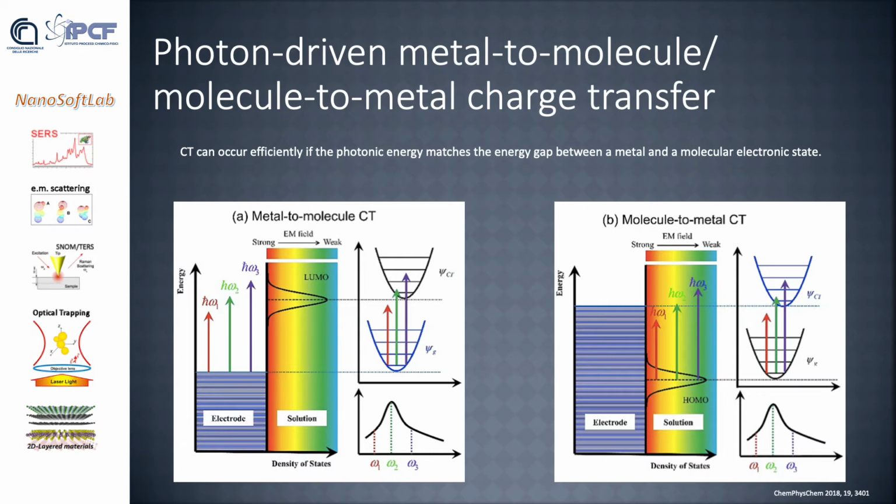Charge transfer occurs efficiently if the photon energy matches the energy gap between a metal and the molecular electronic state. There can be 2 cases. A first case is a metal-to-molecule charge transfer. In this case, the incident photon excites an electron present in the metal that jumps to the LUMO energy level in the molecule. Vice versa, there can be a molecule-to-metal charge transfer in which the excitation photon couples to the HOMO state present in the molecule and jumps to a charge transfer state mixed between the molecule and the metal.